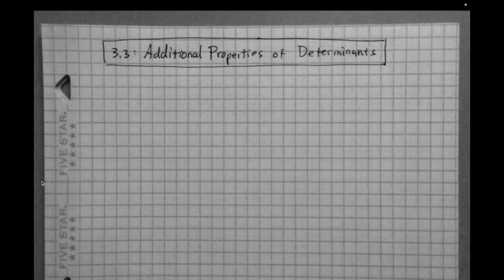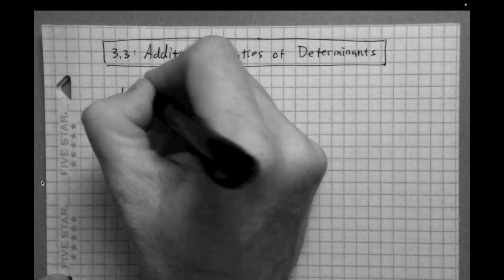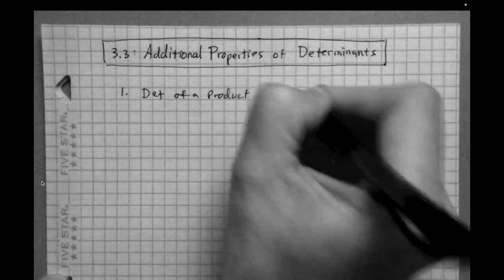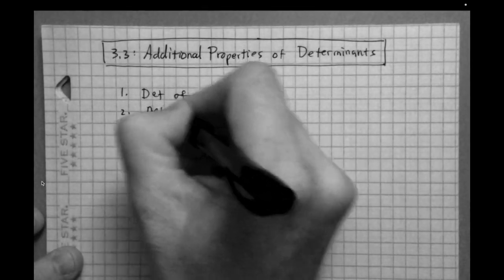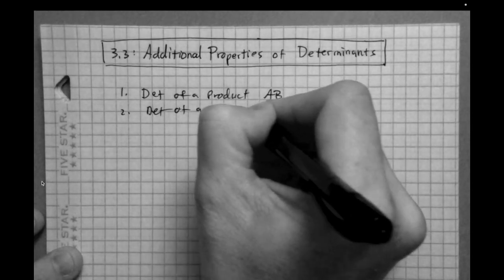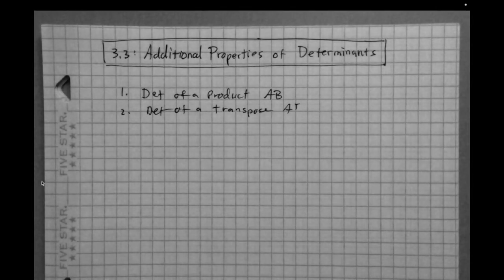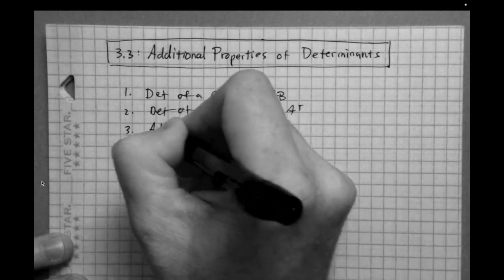Let's jump into it. First, we're going to get into the determinant of a product. What is the determinant of a product of two matrices? And we'll then discuss the determinant of a transpose. If I transpose a matrix, what is the determinant of the matrix in relation to the determinant of A itself? And then we'll also introduce a concept, a matrix called the adjoint.